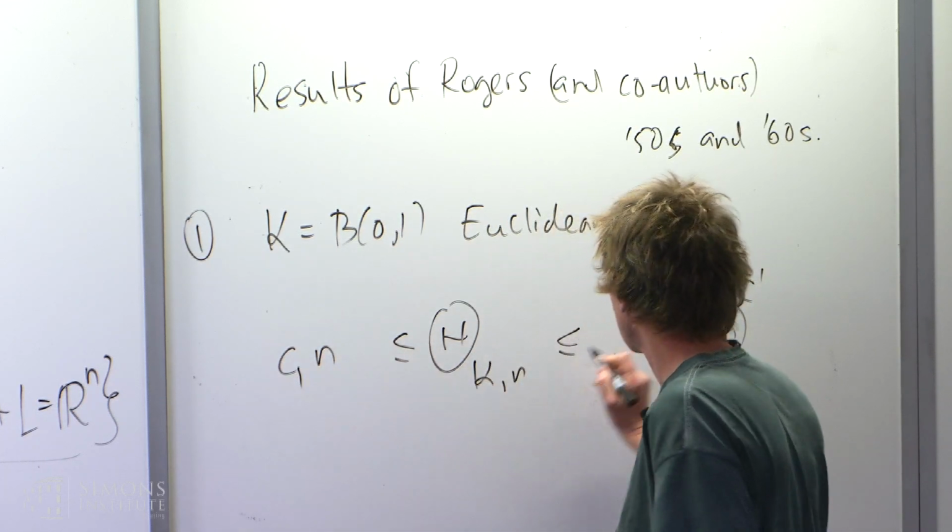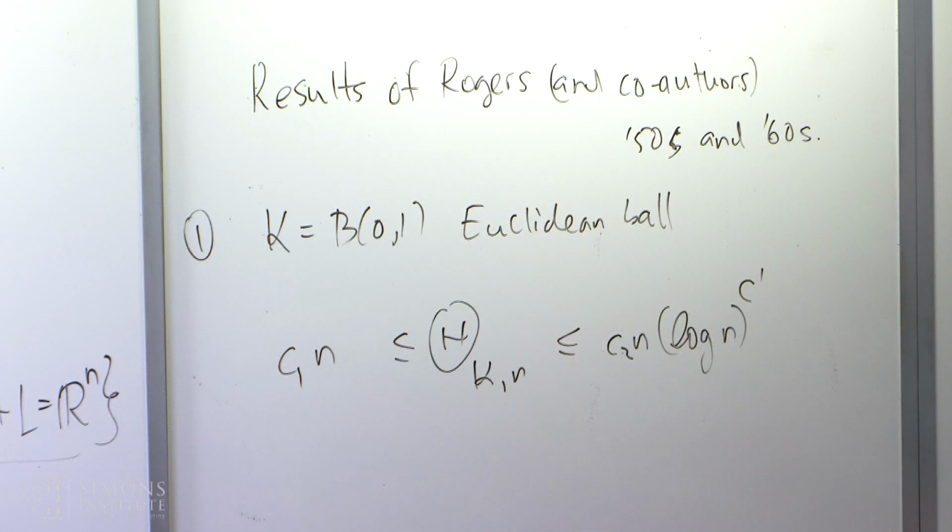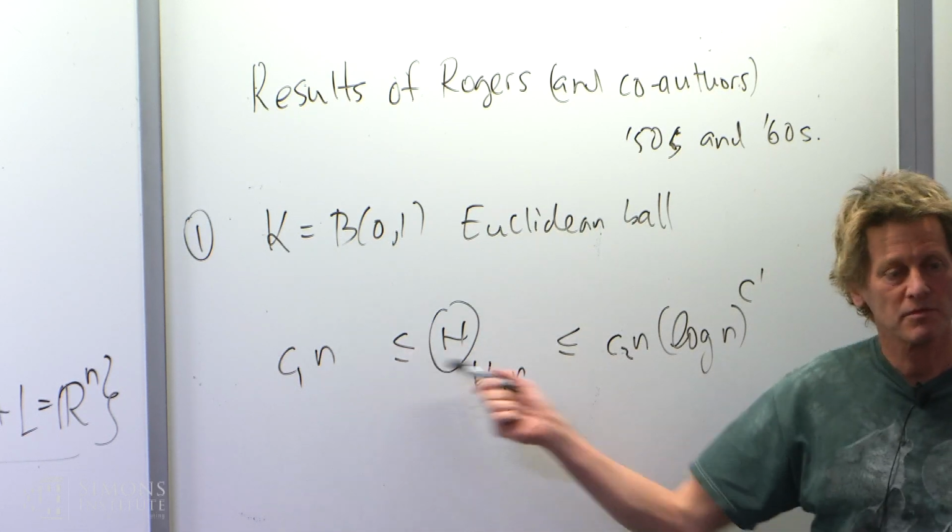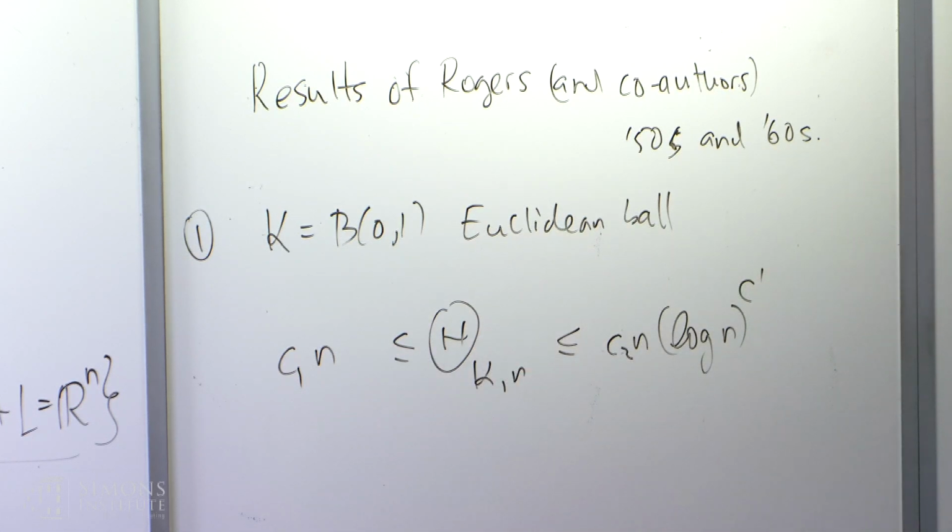It's not the same constant. Okay. Somewhere between one constant times n and another constant times n times the power of a log. So it's quite precise.